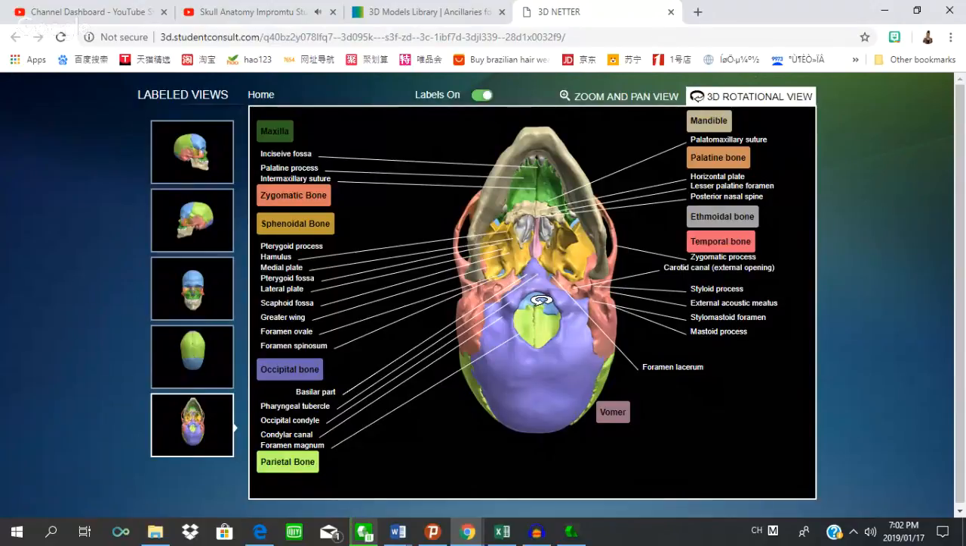But foramen magnum is basically the hole where the spinal cord and the protective meninges come out of the brain and into the spinal canal.